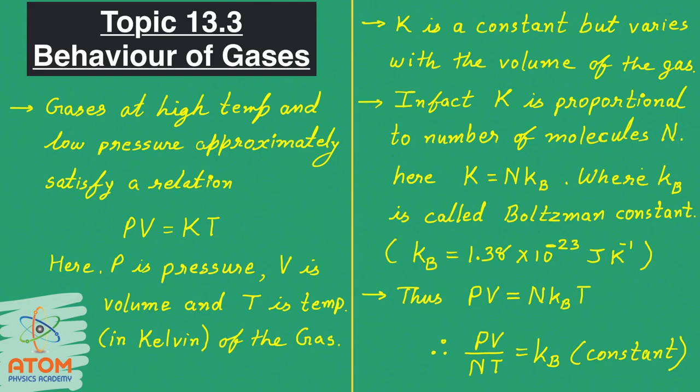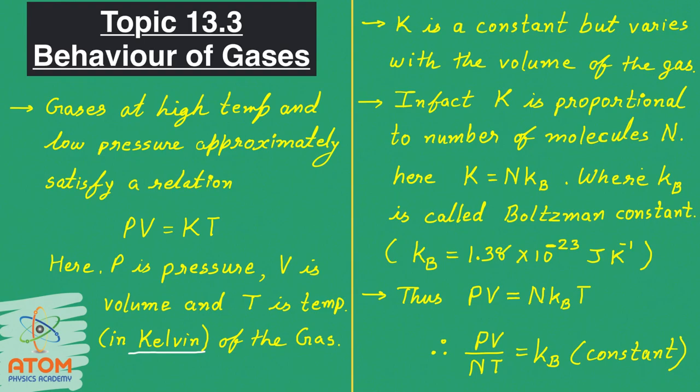Now let us see topic 13.3, that is behavior of gases. Gases at high temperature and low pressure approximately satisfy the relation PV = KT. Here P is pressure, V is volume and T is temperature in Kelvin. Mind well, this is very important, that here in this chapter everywhere you have to take the temperature in Kelvin. So T is temperature in Kelvin of the gas.